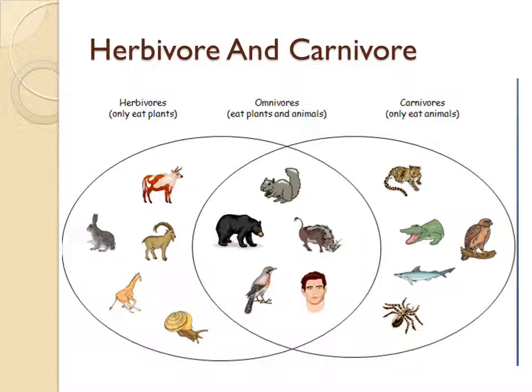Which classification do you belong to? I can tell you mine. Mrs. Desai is a herbivore because she eats only plants, veggies, fruits. I'm not a meat eater, so I go into the category of herbivore. And what about you? Are you an omnivore, carnivore, or a herbivore?